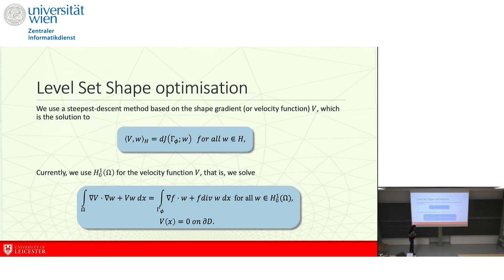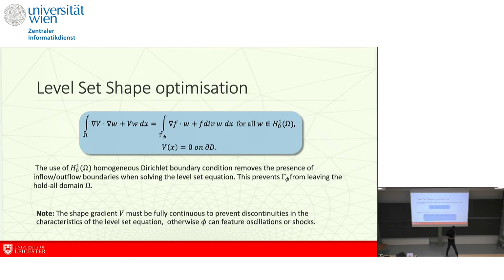And so this here becomes this with the elliptic operator here. And then we can solve this using continuous Galerkin methods. So two things of note is that we use H1 here because we want homogeneous Dirichlet boundary conditions, as this will prevent the level set from leaving the Hold-all domain. And we note that the velocity function v has to be continuous, otherwise it can lead to shocks and oscillations.